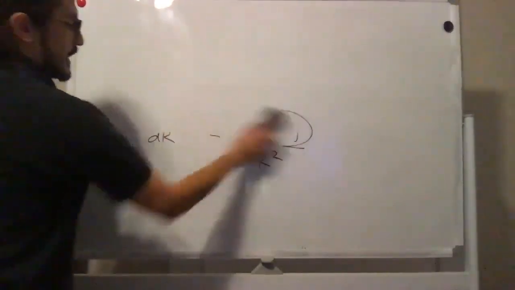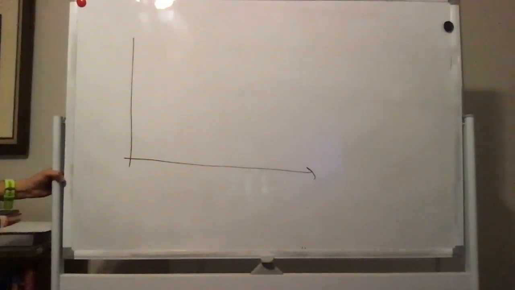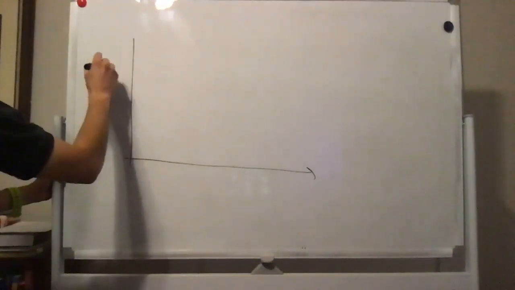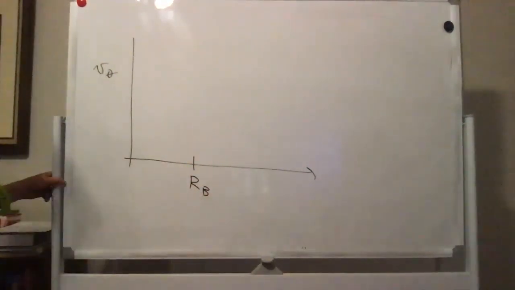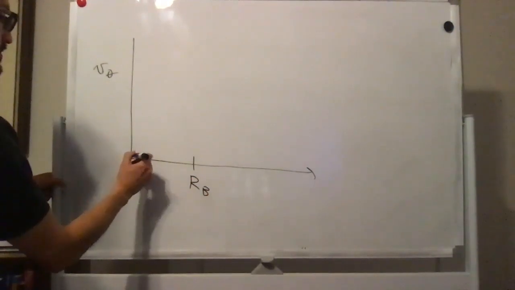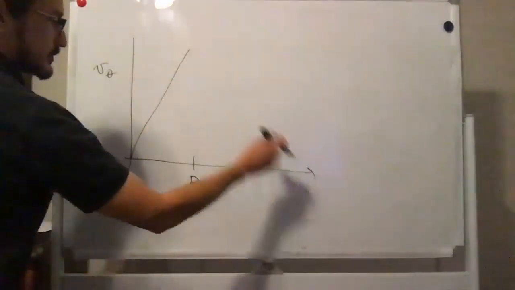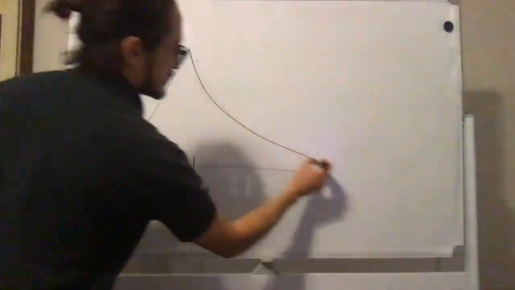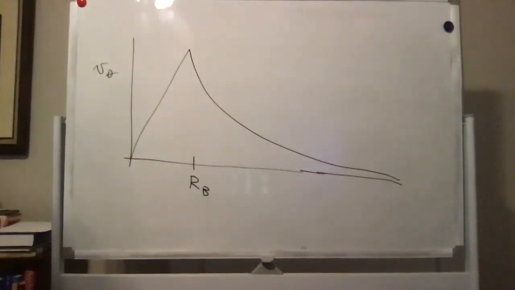So if we want to plot that, it's going to be tangential velocity versus radius. So this is the bulge, and it's just going to increase. And then when you are outside of the bulge, it's going to decrease like this. So that one is easy.